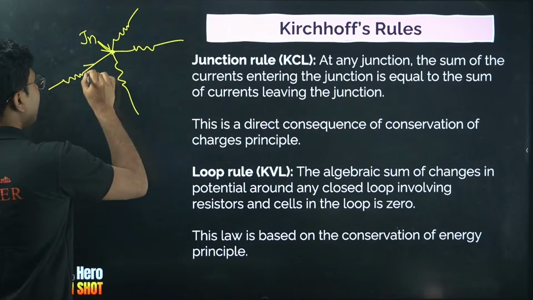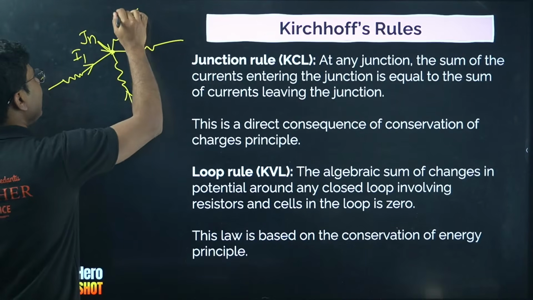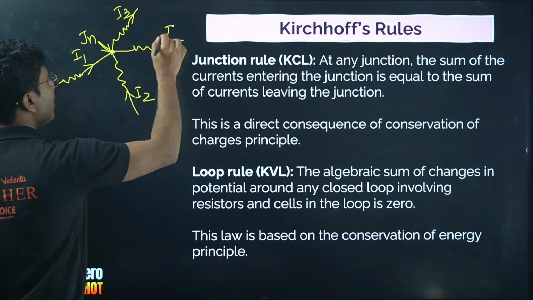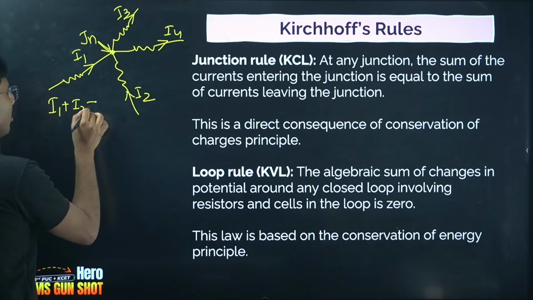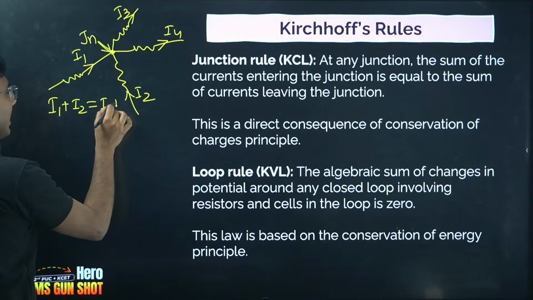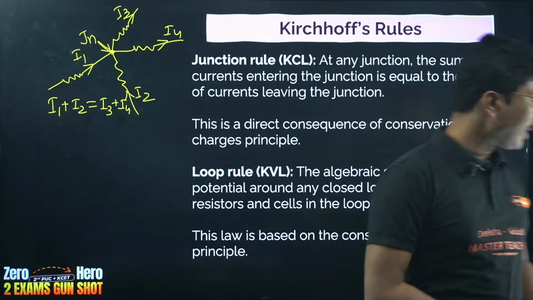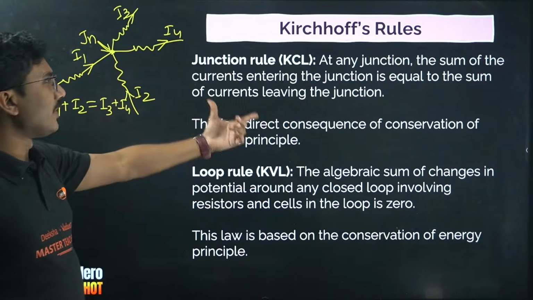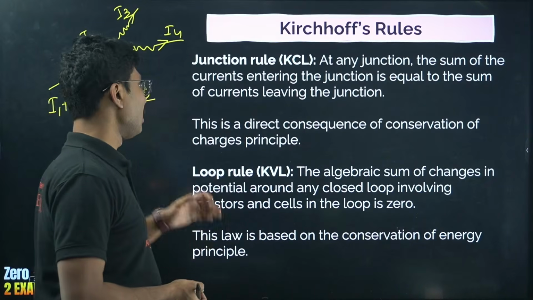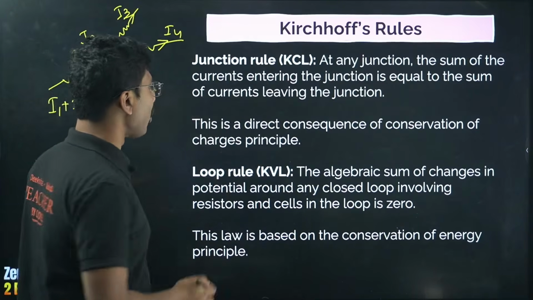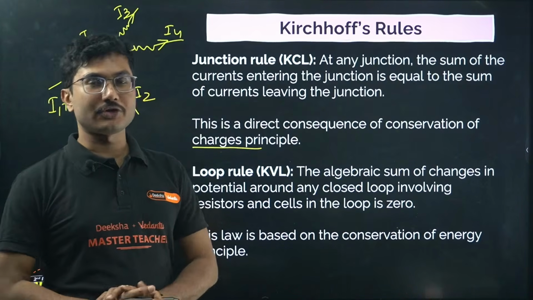Now suppose I1 current is going in this direction, I2 current is going in this direction, I3 current is coming out, I4 current is also coming out, then the sum of the input current should always be equal to the sum of the output current as well. This is the fundamental of Kirchhoff's junction rule, also called Kirchhoff's current law. This is a direct consequence of conservation of charge. Junction rule or current law is a direct consequence of conservation of charge.